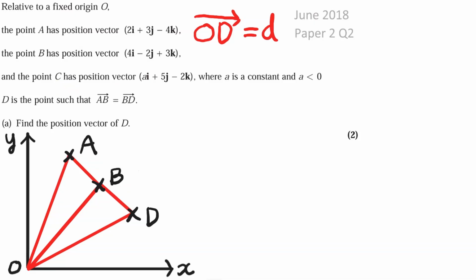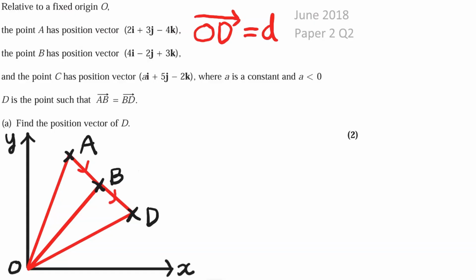And what it says is that the vector AB is equal to BD. So the vector AB, going from A to B like this here, is equal to the vector BD, which is like this here. Essentially they're the same length and the same direction, so that's why they're equal. And we need to find the position vector of D.